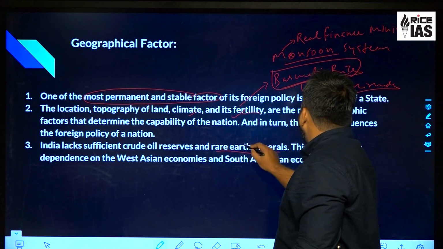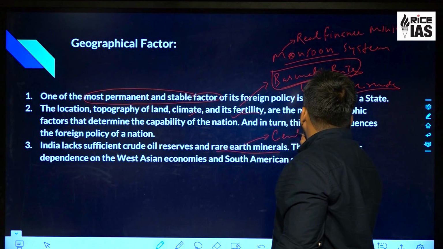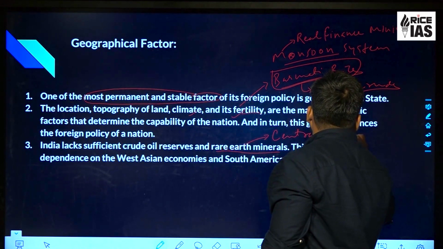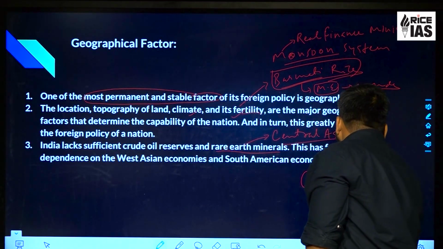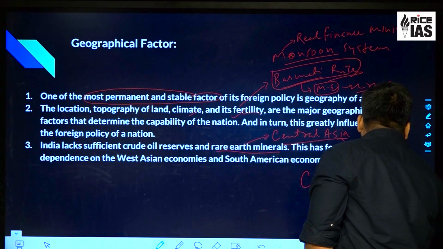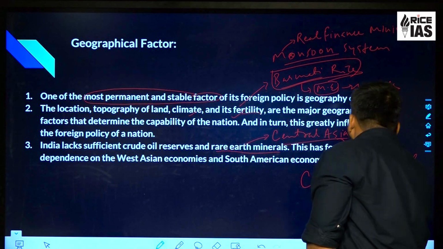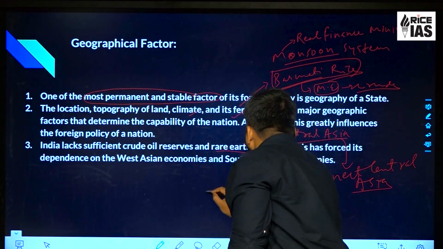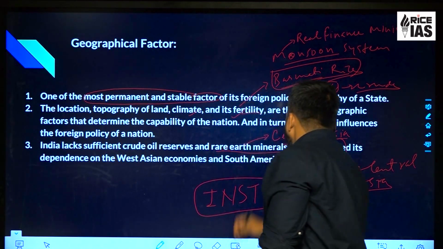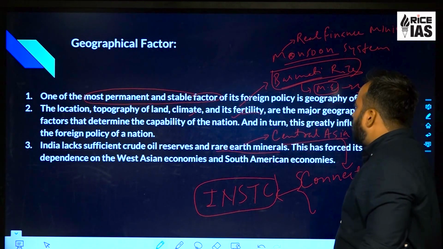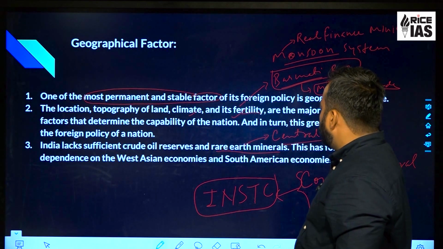For rare earth minerals, India has a relationship with Central Asian countries, and India has come up with the Connect Central Asia policy. This rests on the International North-South Transport Corridor. This is all part of India's foreign policy based on geography.